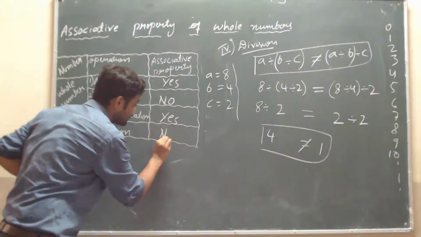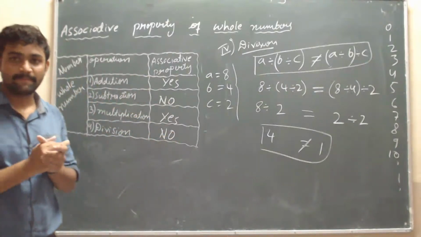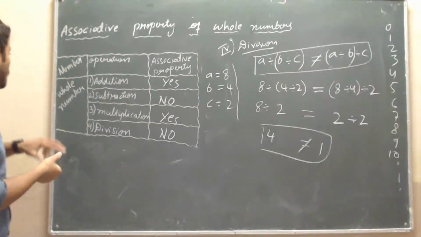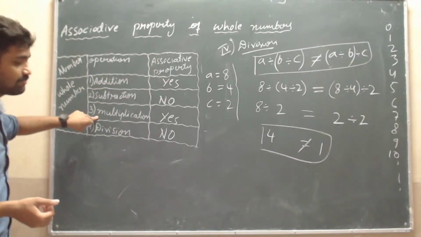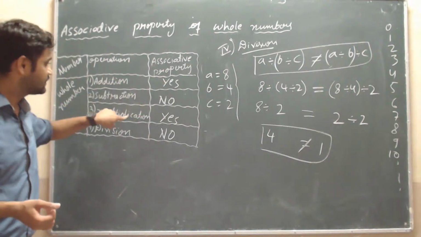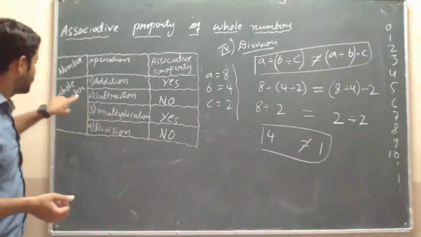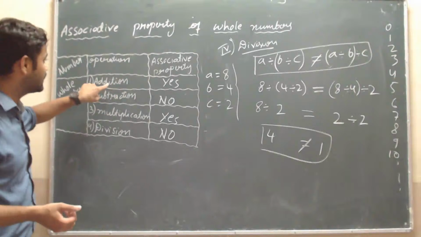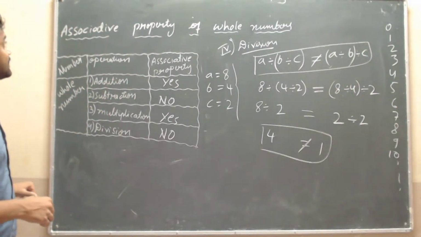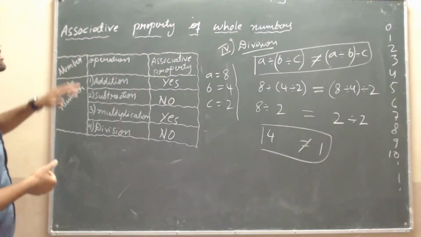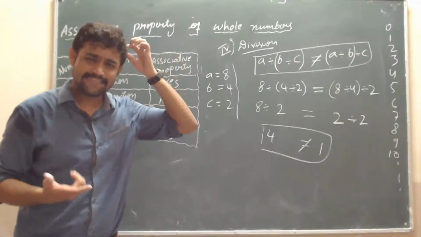I will write here that whole numbers are associative under only addition and multiplication. Then now I will check the associative property of integers.